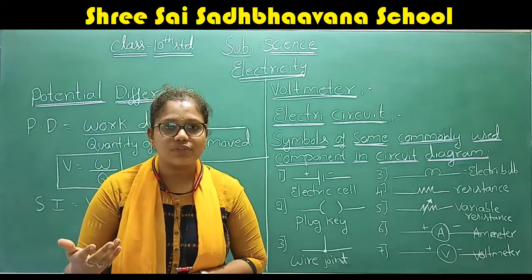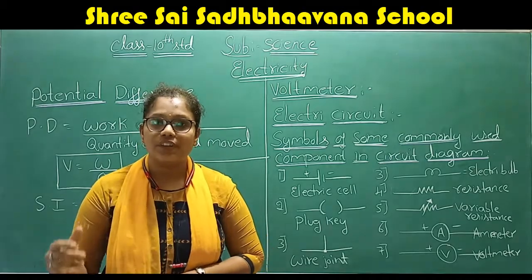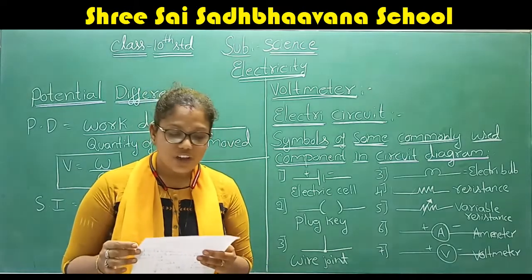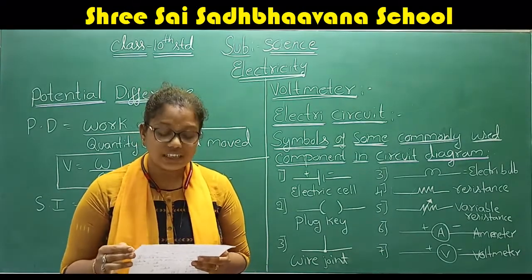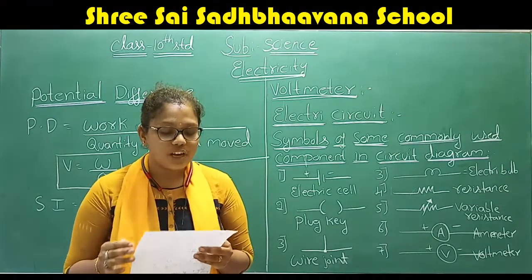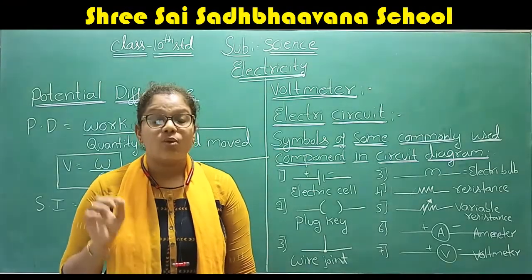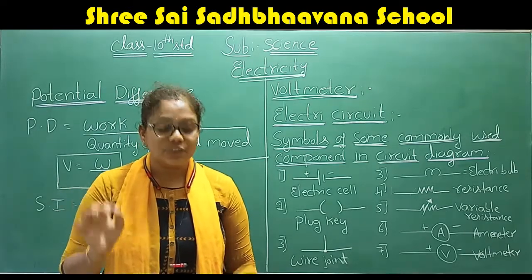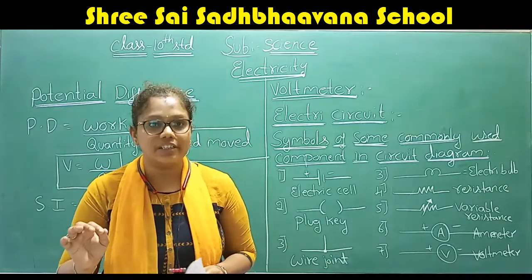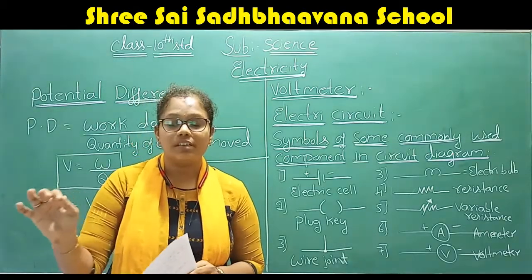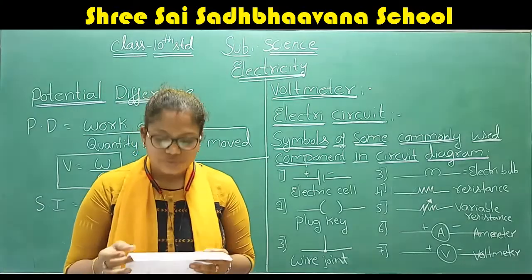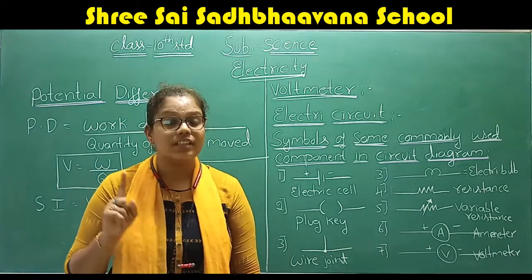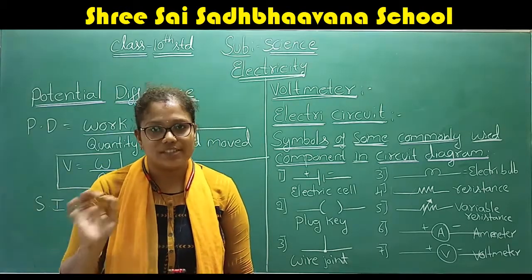As we discussed, the definition of potential difference is the amount of work done in moving a unit charge from one point to another point. What is defined as the potential difference? It is defined as the amount of work done when an object moves from one point to another point. That we call potential difference.